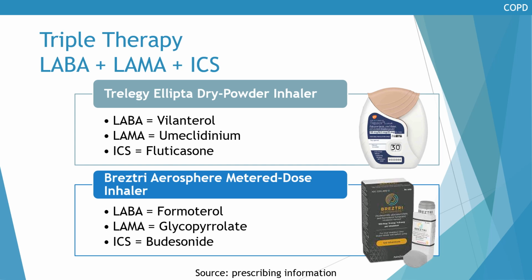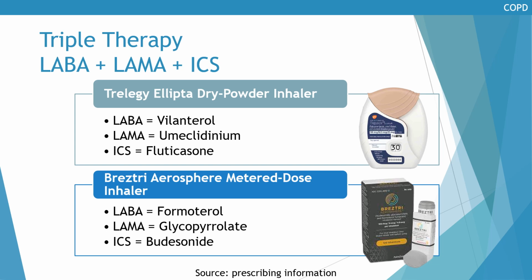Lastly, we have triple therapy inhalers, or inhalers that have a combination of a LABA, LAMA, and ICS therapy. We have 2 different options. The first one that came out on the market is called Trelegy Ellipta, which is a dry powder inhaler, and this includes the LABA vilanterol, the LAMA umeclidinium, and the ICS fluticasone. And then more recently on the market is Breztri Aerosphere, which is a metered dose inhaler, and the LABA is formoterol, the LAMA is glycopyrrolate, and the ICS is budesonide.